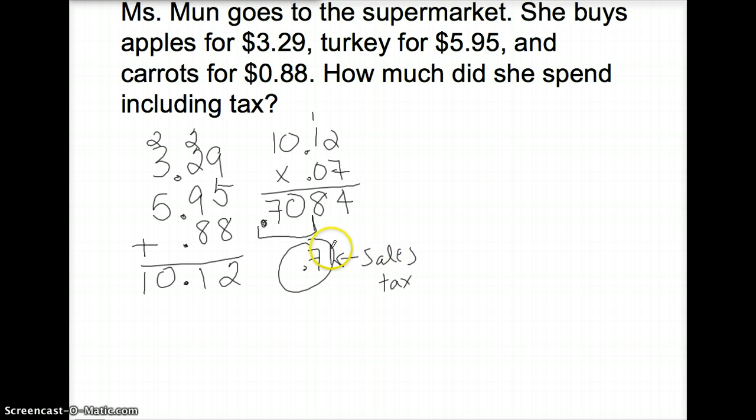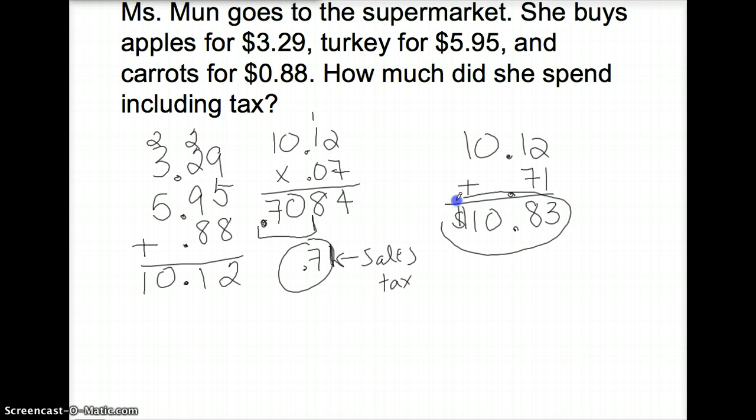So now we need to add the 71 cents back to the total cost of the items. So we have $10.12 plus 71 cents in tax. So we have, let's see, $10.83 is how much she spent at the supermarket. Let's do one more. Please make sure you pause and take notes.